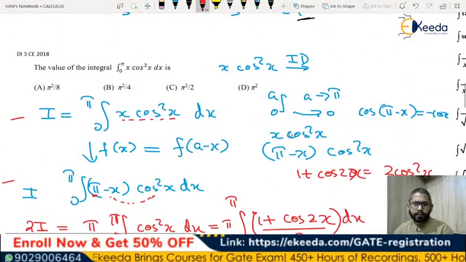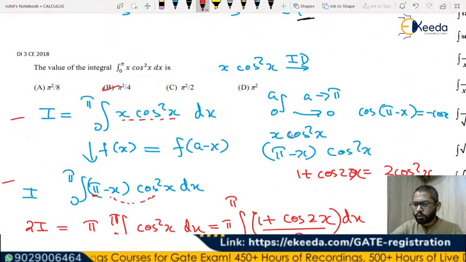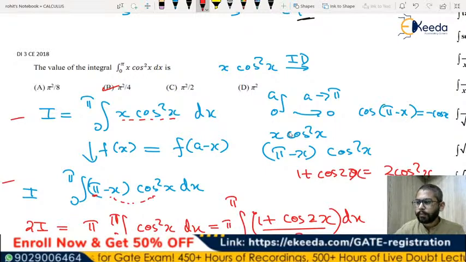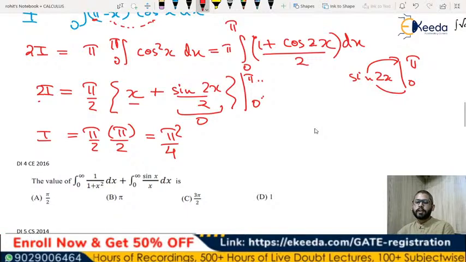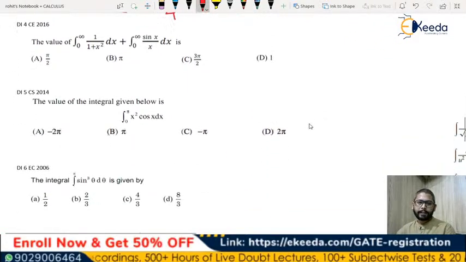Pi square by 4, B. B was what you said, right, Kirti? Yes, B is the right answer. So this is also done. Let's move to the next question.